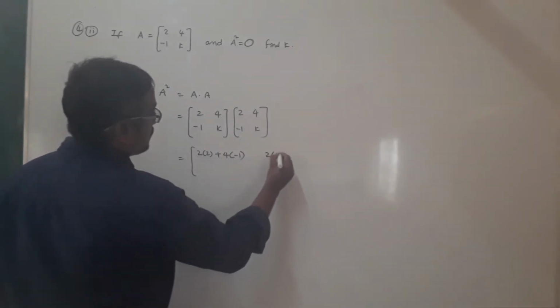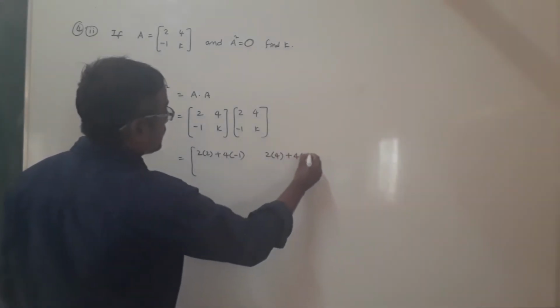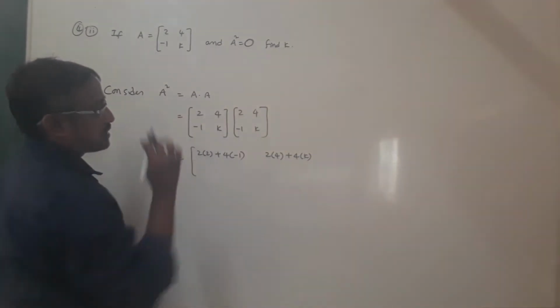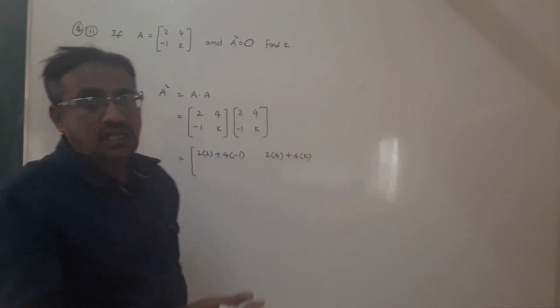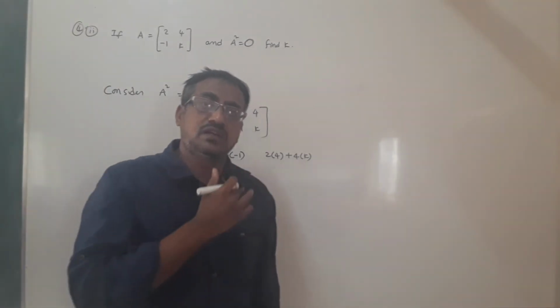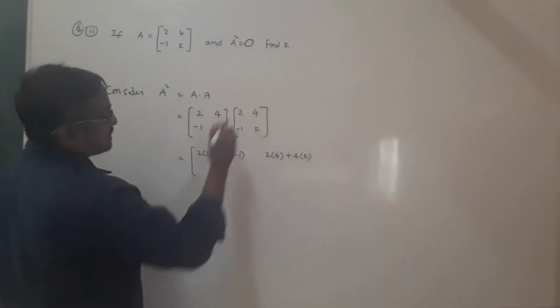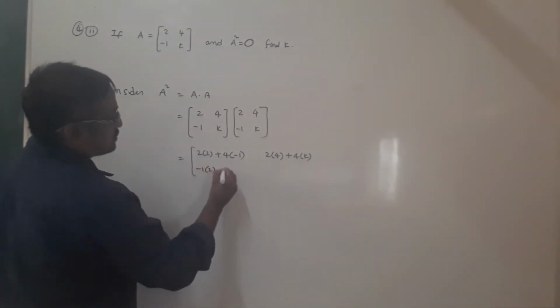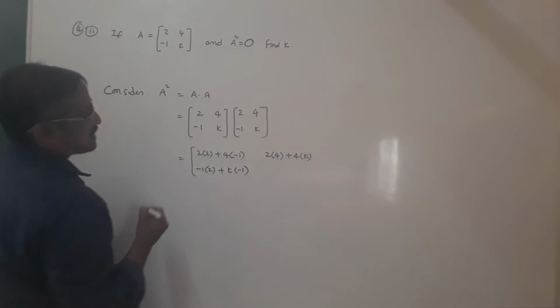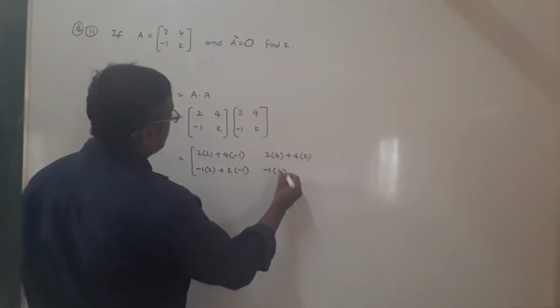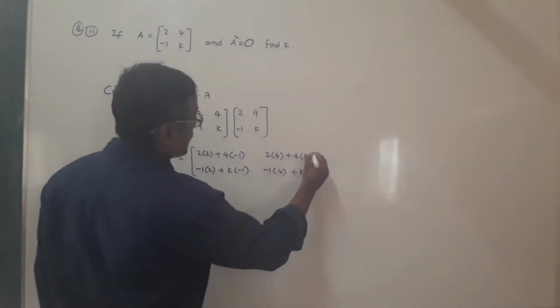So 2 into 4 plus 4 into k. First row first column, first row second column. If there is another column, you have to multiply with third column. No more columns there. So second row first column, minus 1 into 2 plus k into minus 1. Second row second column, minus 1 into 4 plus k into k.